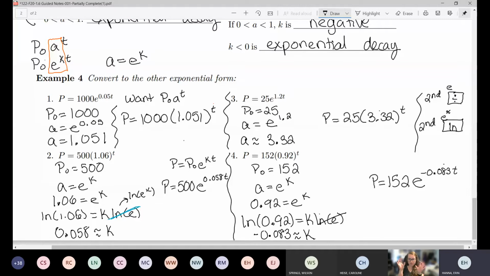So this is how we're able to take one form and find its equivalent other form, if you will. Not used very often, if I'm completely honest, but if we ever need to change forms, we can. Questions, concerns on any of that before I move on to 1.7?